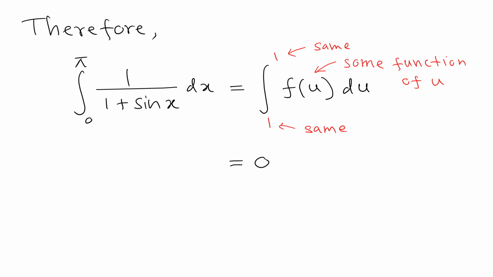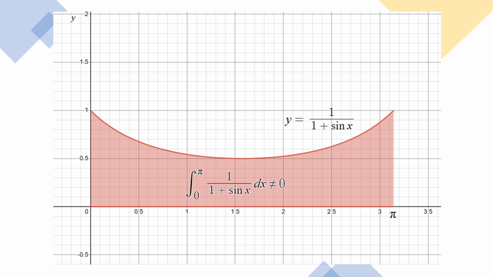There are so many arguments for why this is not true. 1 over 1 plus sine x is a continuous function. There are no zeros in the denominator in this domain, so it looks good. There's no way you can get 0. It's also very clear from the graph of the function: this red area is the integral representation, and you can see it's not 0. So you get a finite value.